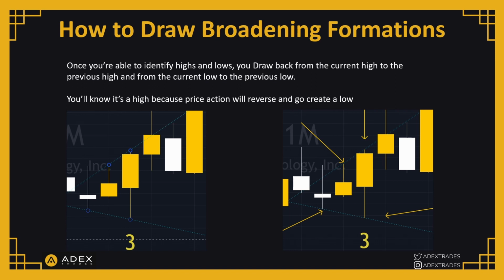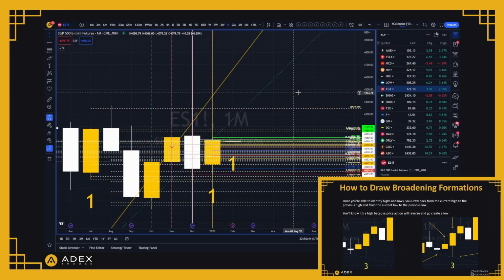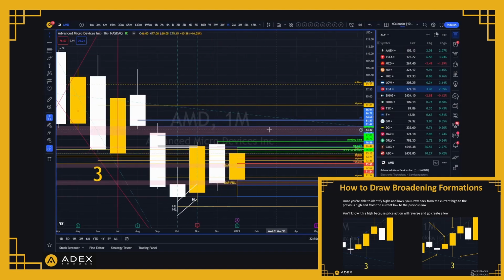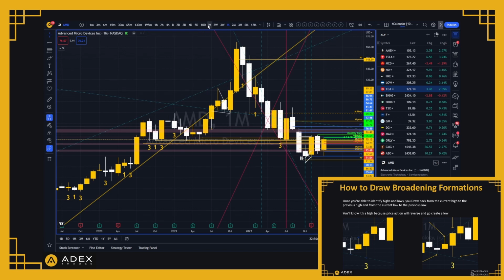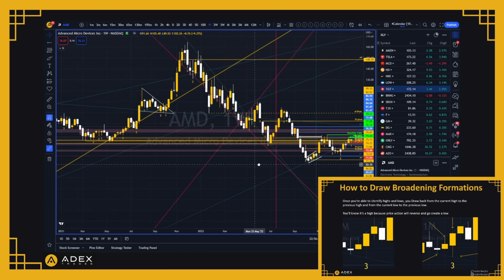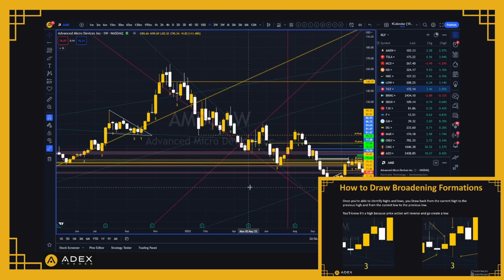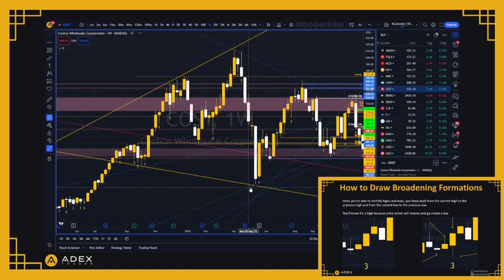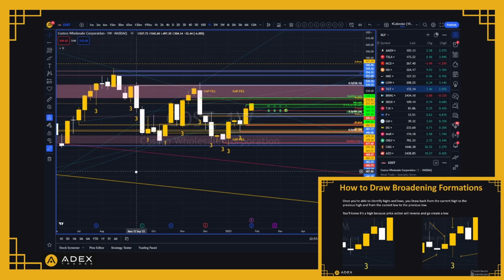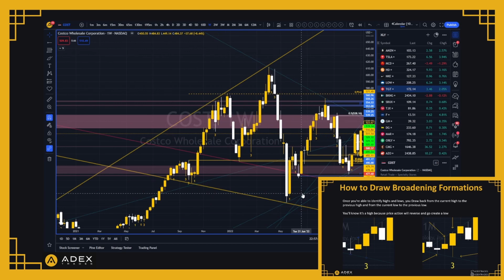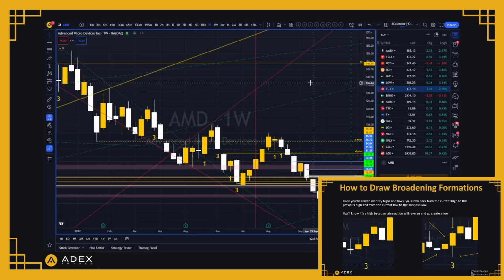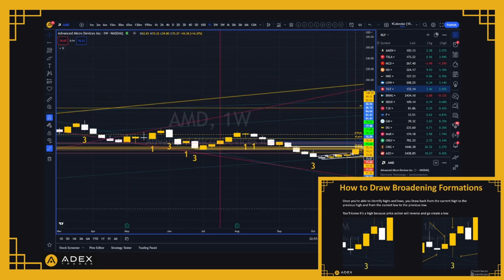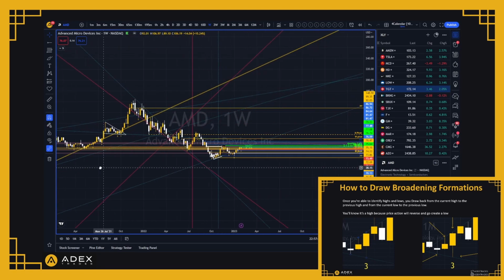But as many broadening formations as you can. I remember you used to keep them on your SPY, and even later, if price comes back to them, even if it crosses them and comes back, it actually respects them. Yep, to a T. That's why you should draw as many broadening formations as you need, because they will help you out. Price will somehow in some way come back to respect those lines.